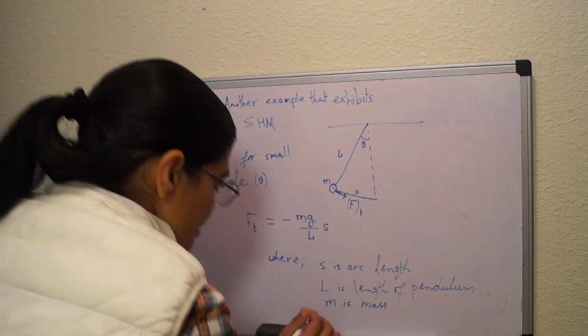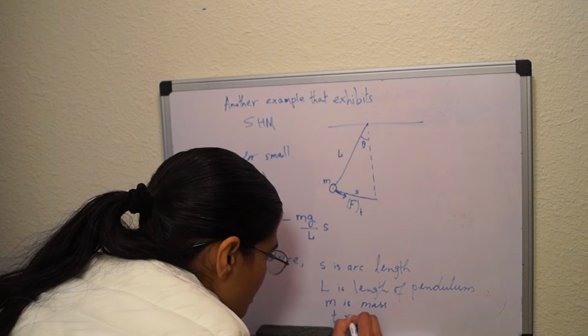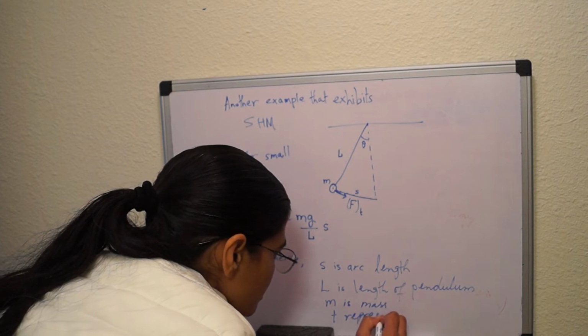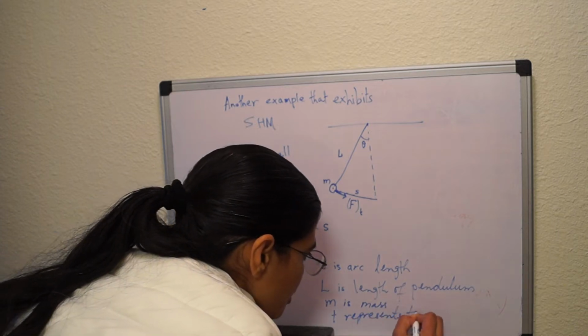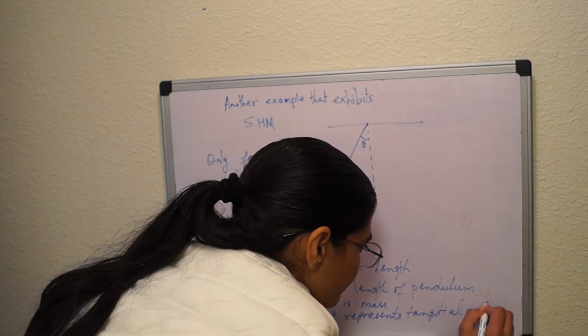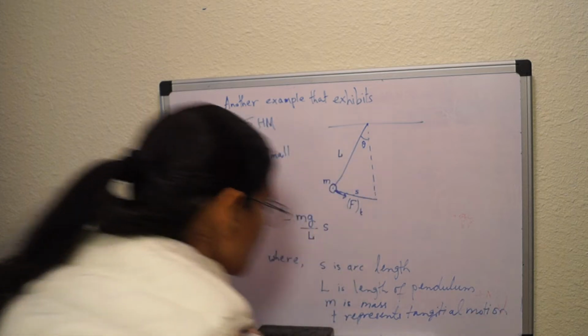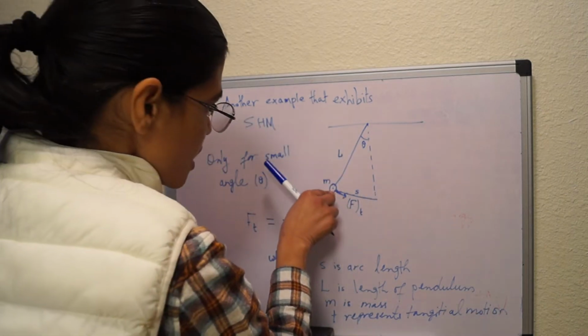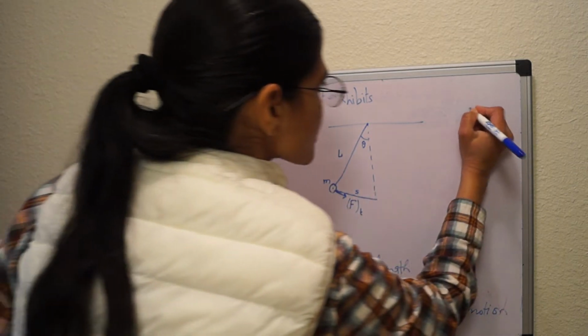This T here represents tangential motion, okay? So T means just tangential, right? This force is really tangent to this curve. So it's kind of like this, guys.